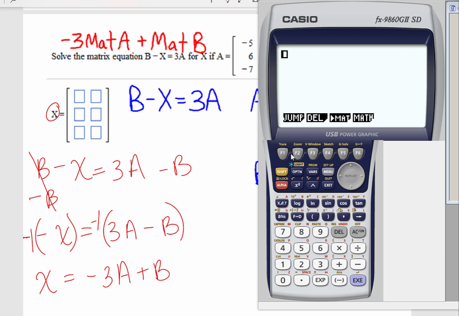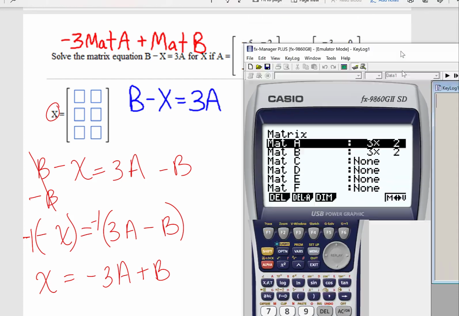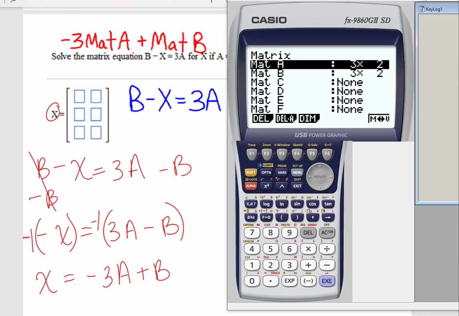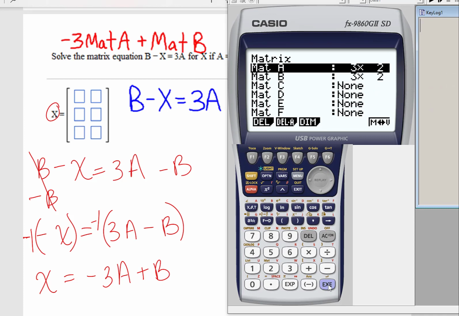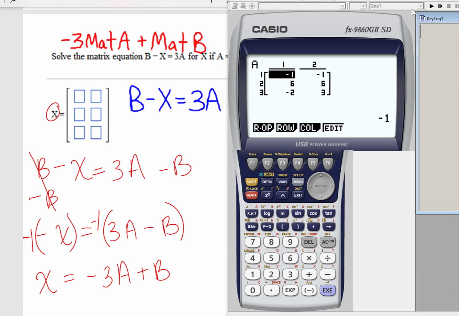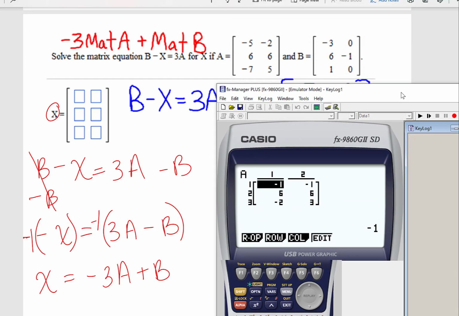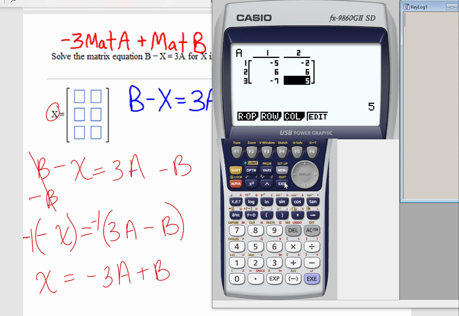So let's go ahead and access the matrix. So F3. My dimensions are still 3 by 2. So I can just go ahead and press execute. If they were not, remember that I would start entering in whatever the dimensions were. Gotta move this down a little bit. Okay, we have -5, -2, 6, 6, -7, and +5. I check my values. Okay, they're looking good, so I exit out.